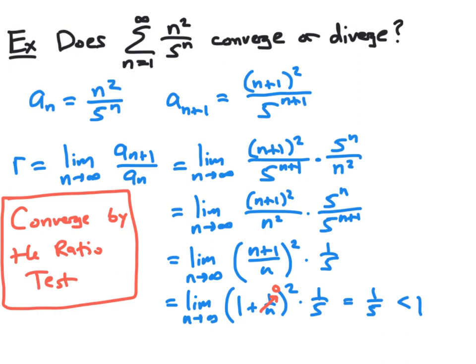If this number r, if this limit had been equal to 5, then we would conclude that the series would diverge by the ratio test, since we'd obtain a ratio of consecutive terms whose limit is bigger than 1.